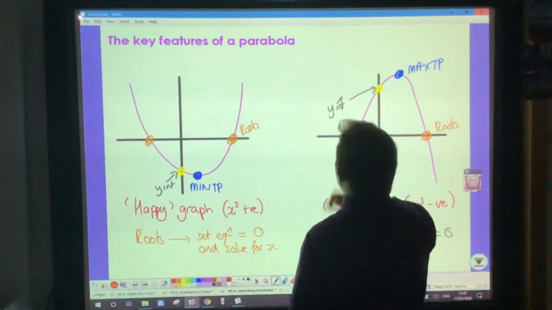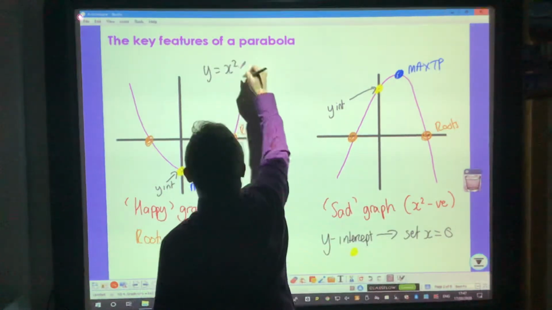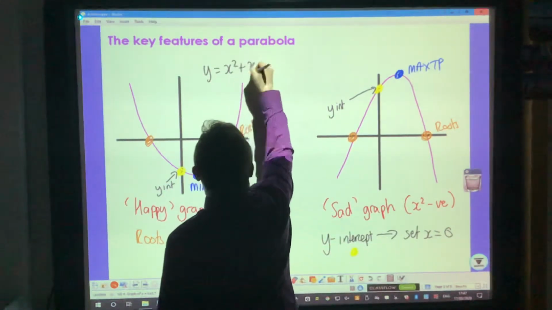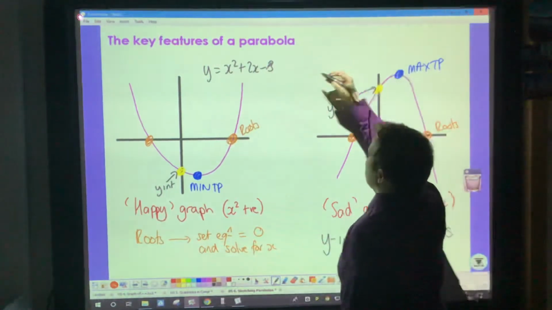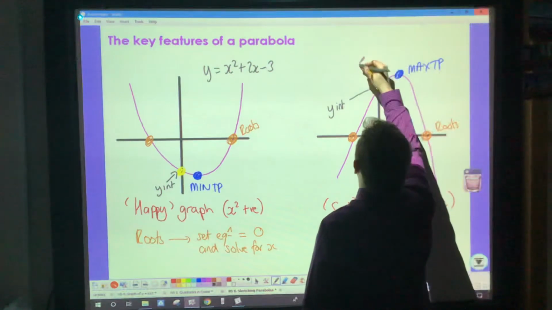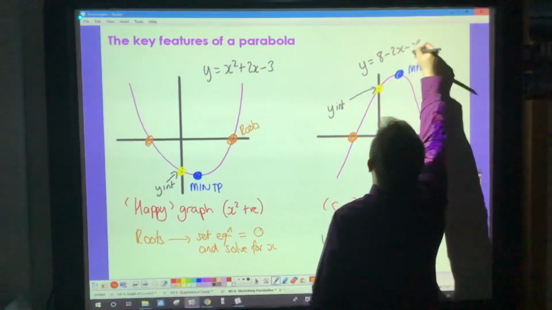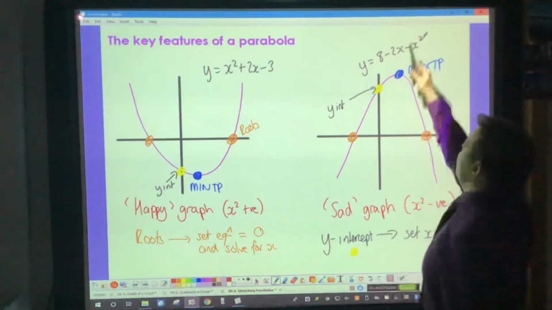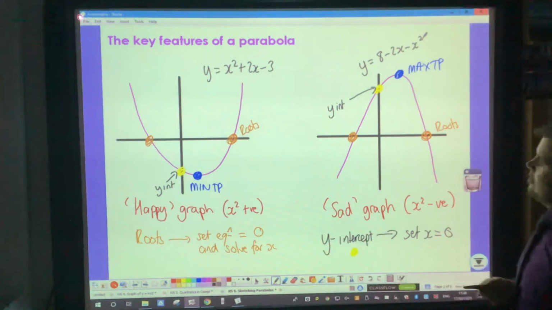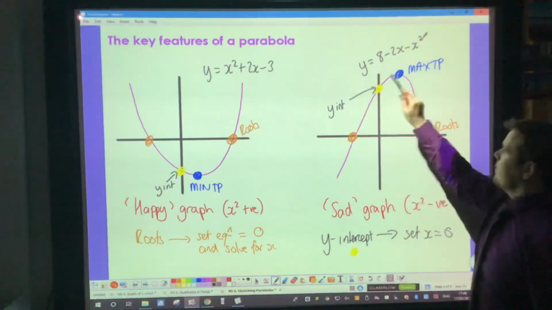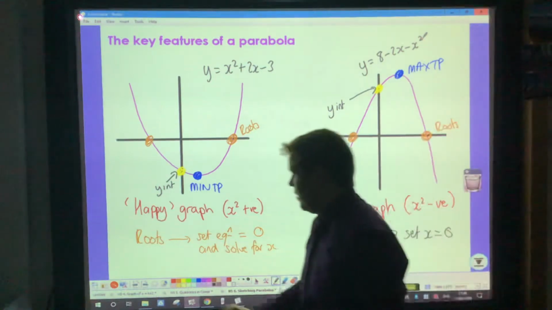So we've got two types of graph. A possible equation for this could be y equals x squared plus 2x minus 3, because we've got a positive x squared. This one, a possible equation could be y equals 8 minus 2x minus x squared, because we've got a negative x squared. So what we're going to do is look at how to find each of these things. We've already touched on how to find the y-intercept and turning point, and we will look at finding the roots, which you've actually done as well.